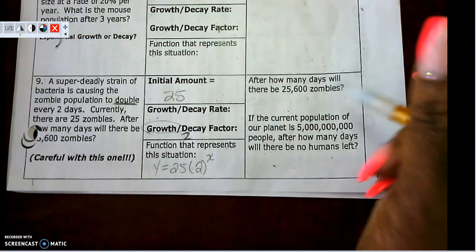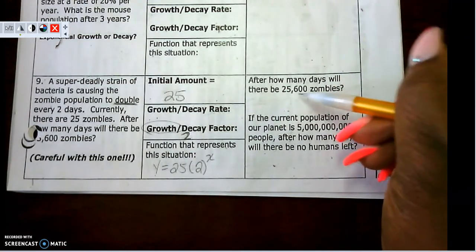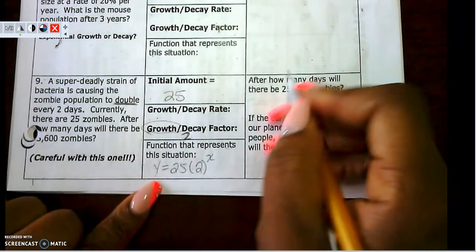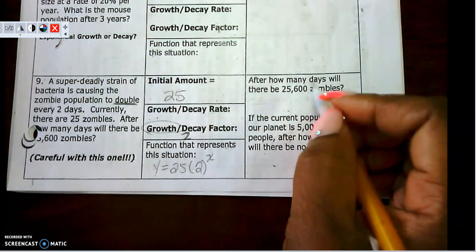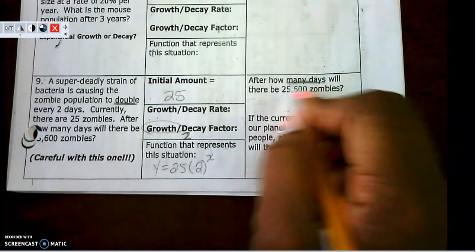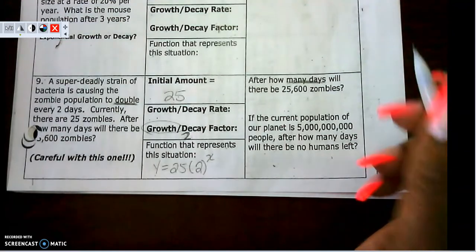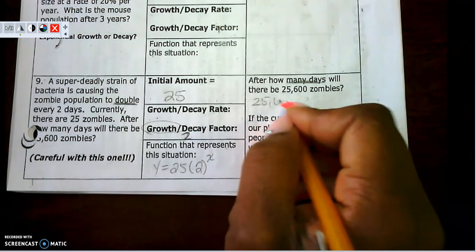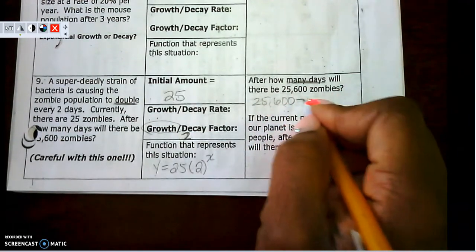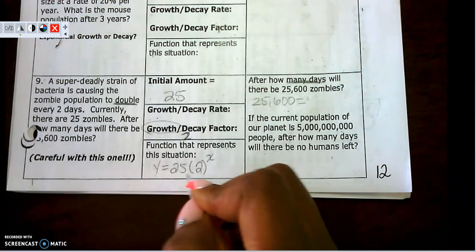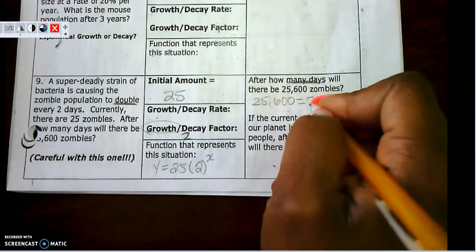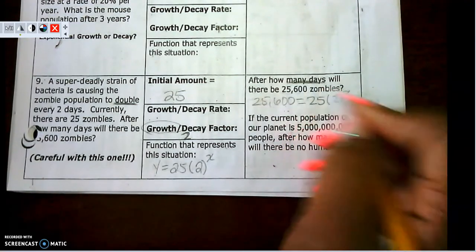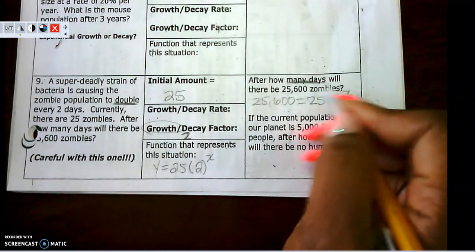So now they're asking us, after how many days will there be 25,600 zombies? Well, we already have the function, but again, this is similar to the previous problem where they're asking us how many days. So we're dealing with our time again. They're asking us to find x. So they're giving us our y, which is 25,600, and that's equal to the other part of our formula, which is 25 times 2 raised to the x. So again, they're asking us to find the time or the amount of days.